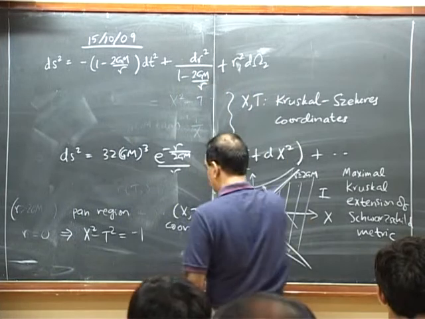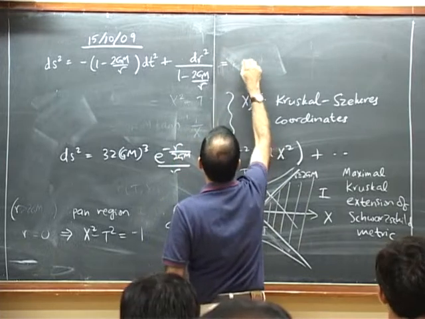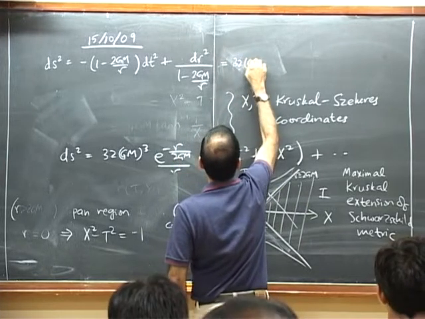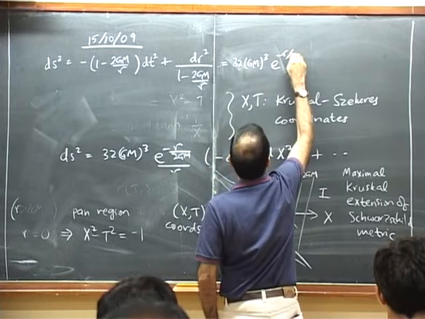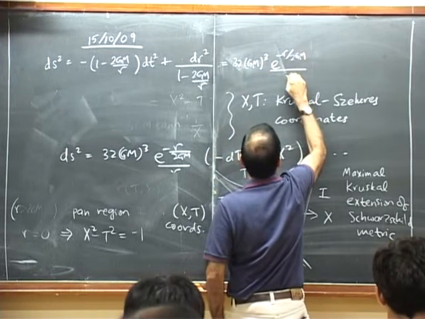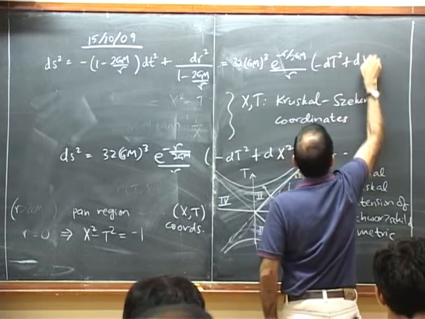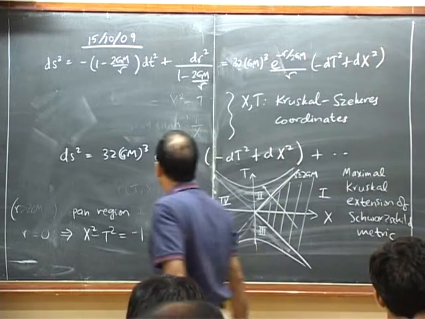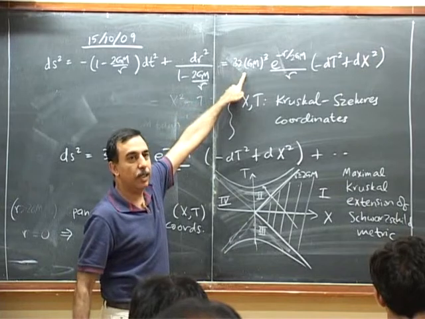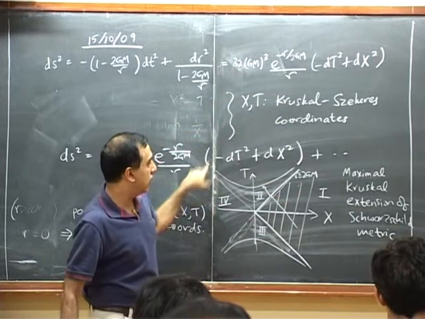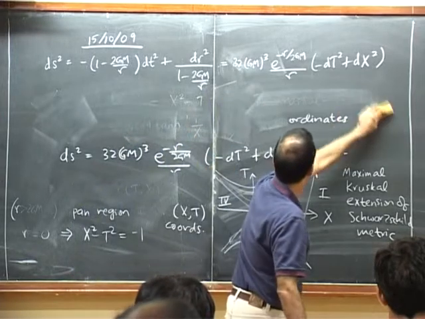So I'll remove this and I'll just put equals, and I'll write the Kruskal metric. This is just for economy, I'm writing it this way. Don't take it that this is equal to this literally, but of course this metric can describe an extended space-time while this cannot, so one has to be careful.